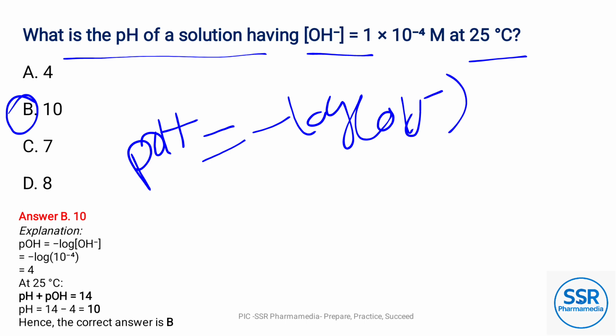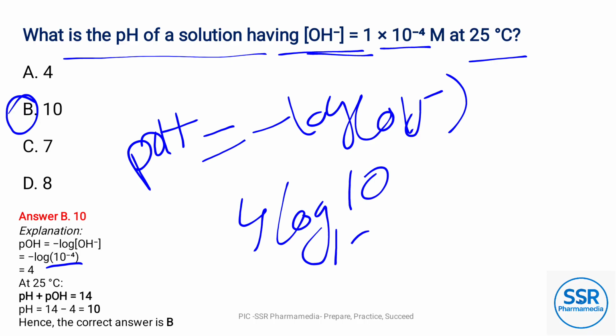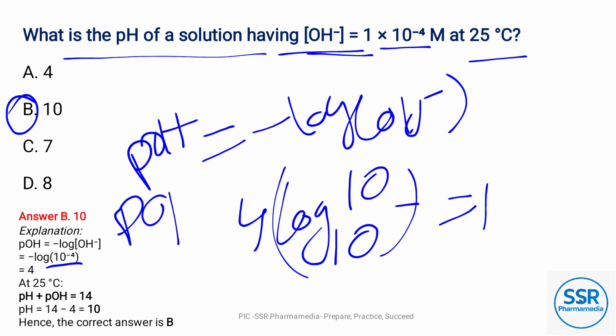Here they have already given the OH minus ion. We will substitute it in this formula: 1 into 10 to the power of minus 4 gives 10 to the power of minus 4. When we take the log of this value, the minus into minus becomes plus, so 4 log 10 to the base 10 is equal to 1. So 4 into 1 is equal to 4. At 25 degrees Celsius, we have found the pOH value is 4.